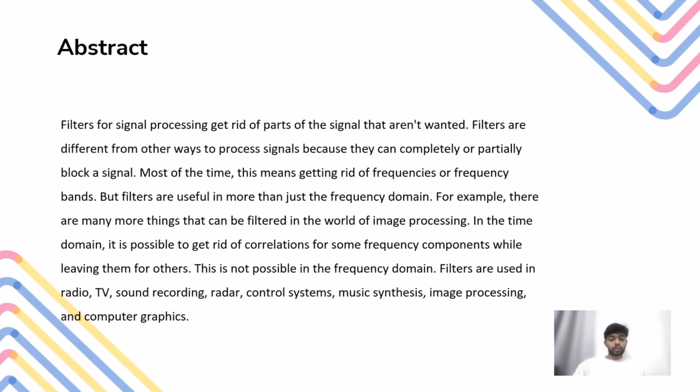Signal processing filters get rid of parts of the signals that are not what you want. Filters are different from other ways of handling signals because they can block a signal completely or partially. This will usually mean that it gets rid of frequencies or frequency bands. But filters also have uses outside of the frequency domain as well. Let's take the world of image processing, for example. There are many more things that can be filtered. Filters are mostly used in radio, television, sound recording, radar control systems, etc.